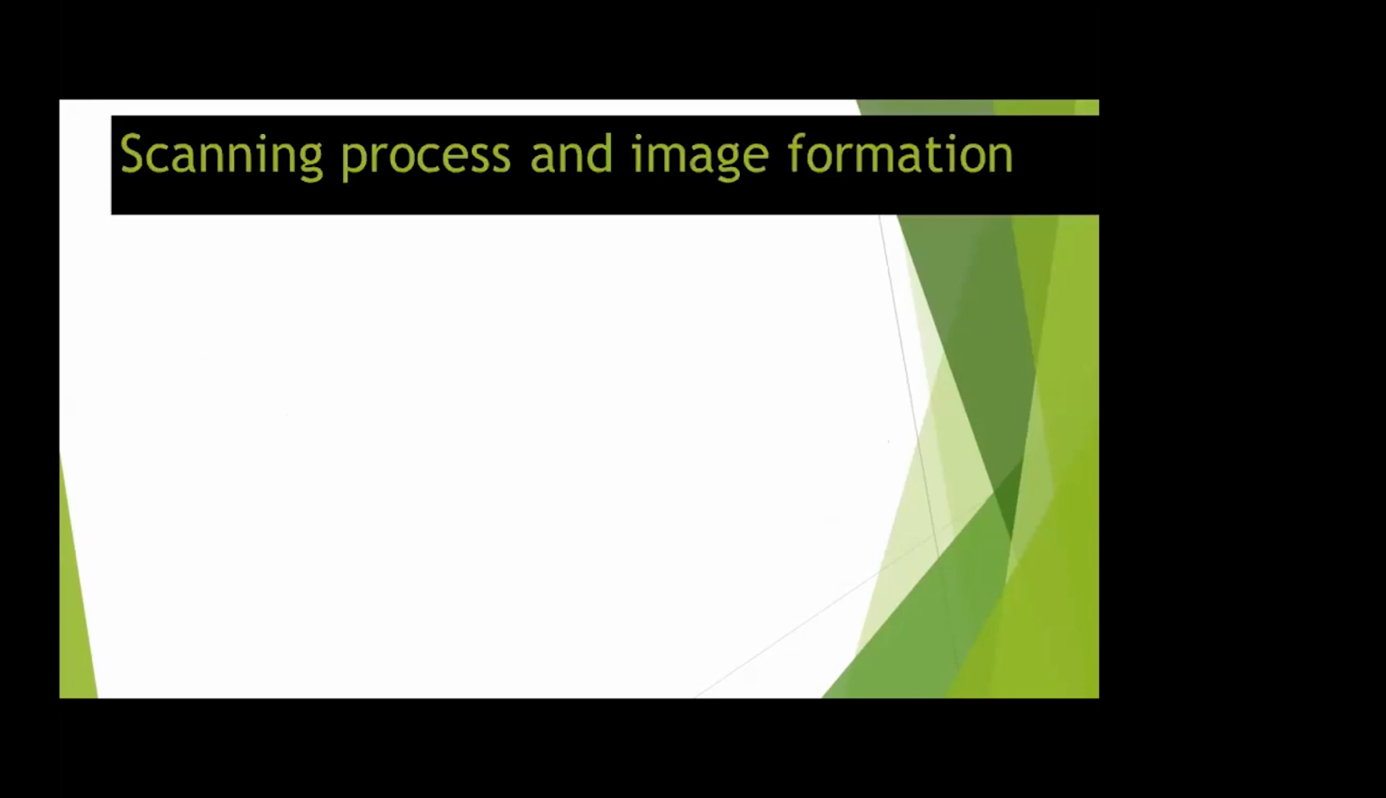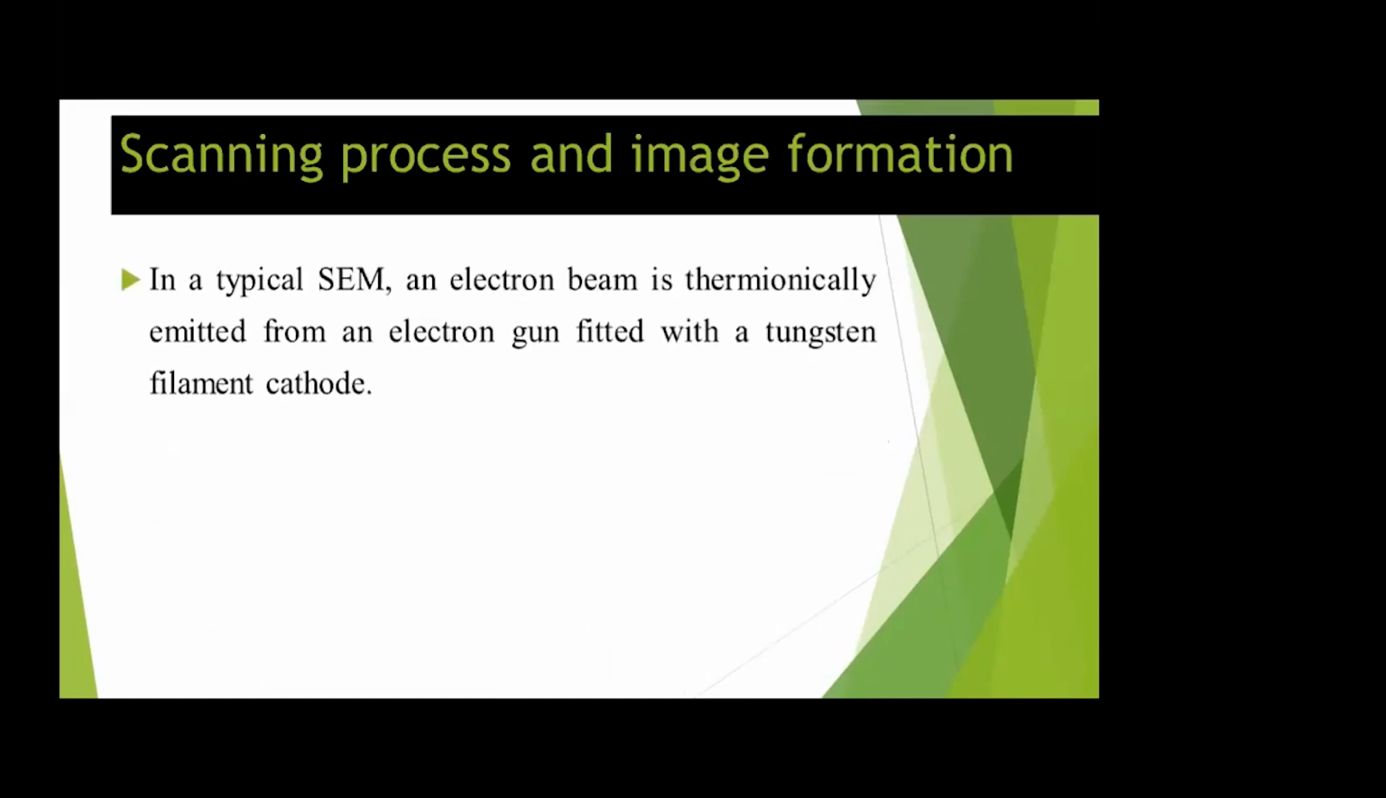Now let us talk about the scanning process and image formation. How the scanning process is being done here and how the image is formed in a scanning electron microscope. In a typical SEM, an electron beam is thermionically emitted from an electron gun fitted with a tungsten filament cathode. We understand this very clearly. The electron beam is thermionically emitted.